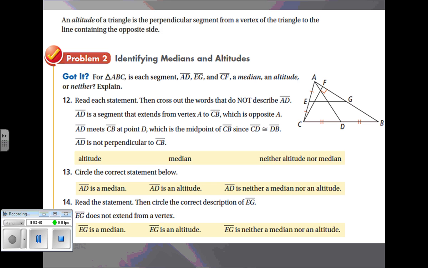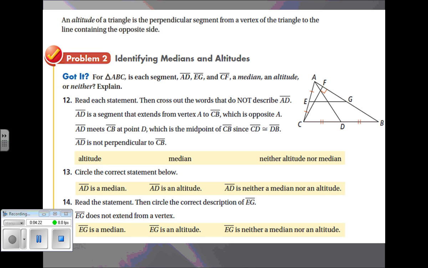An altitude of a triangle is the perpendicular segment from a vertex of the triangle to the line containing the opposite side. So here we're talking about, again, it's coming out of the vertex, but it's going to be perpendicular to the line opposite. Okay, so again, it's cutting the angle into two separate angles. It's perpendicular to the line opposite, but it's not a perpendicular bisector because it doesn't cut it in half.